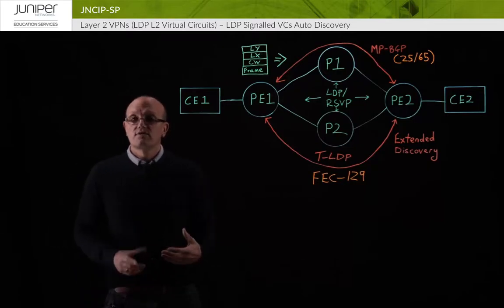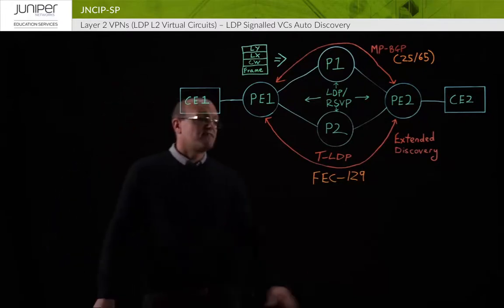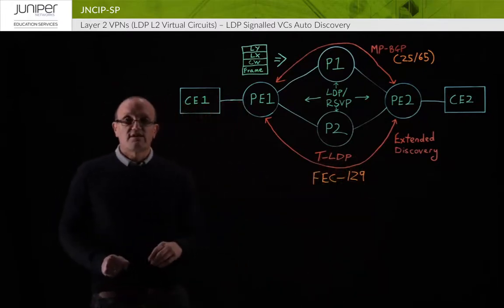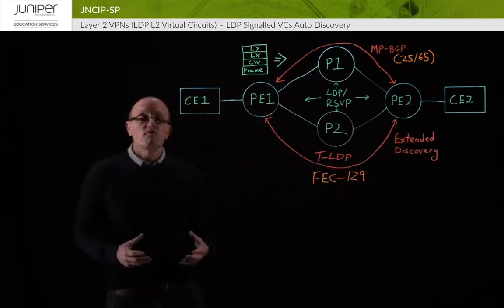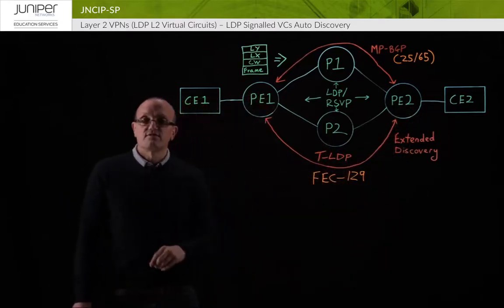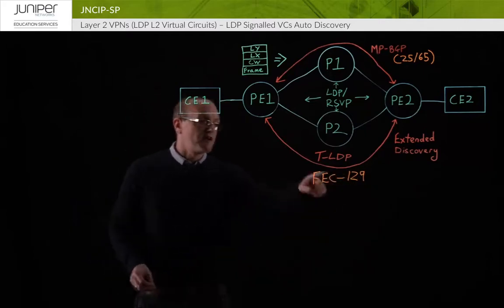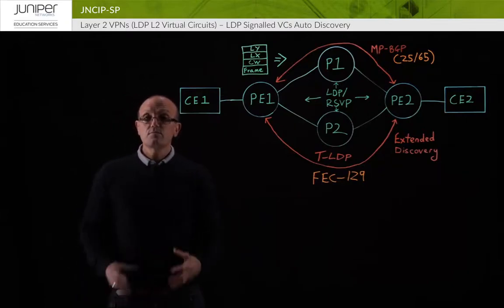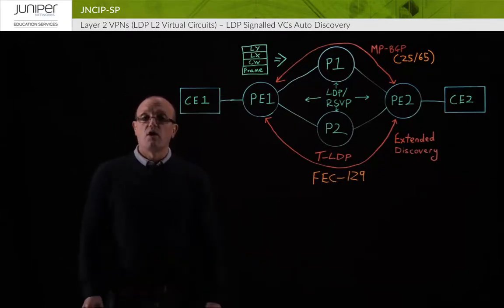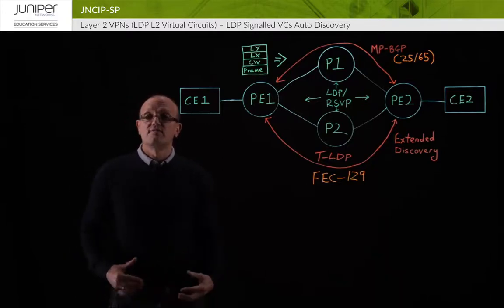One thing to note if you are using auto-discovery is that we use a different forward equivalence class to advertise the virtual circuit information over the targeted LDP sessions. We use FEC 129 instead of FEC 128. And this is a quick overview of auto-discovery for LDP signaled virtual circuits.